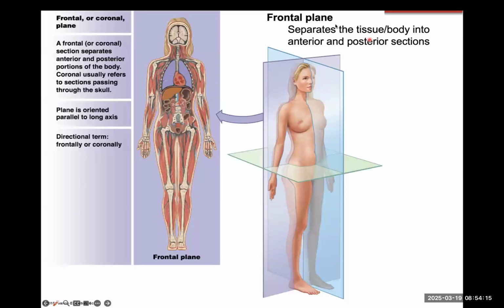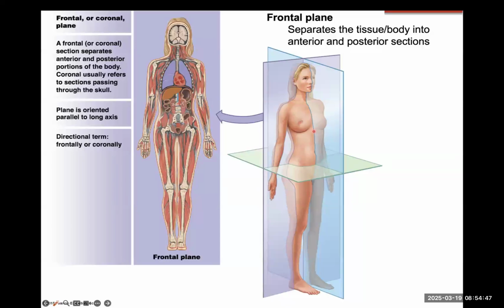Hello everyone, so we're going to continue with the first chapter, and next thing we're going to talk about are these things called planes. Planes is another term where if you look it up in a regular dictionary, you'll talk about airplanes, but we're not talking about that. We're talking about two-dimensional things, starting with the frontal plane in this section.